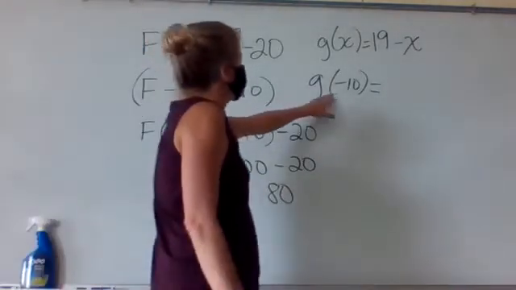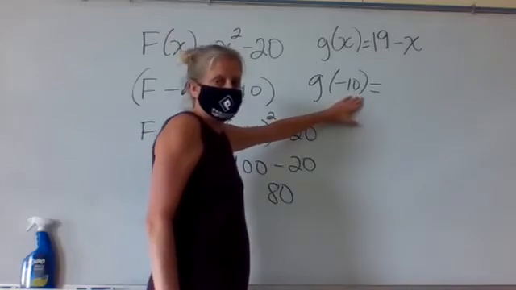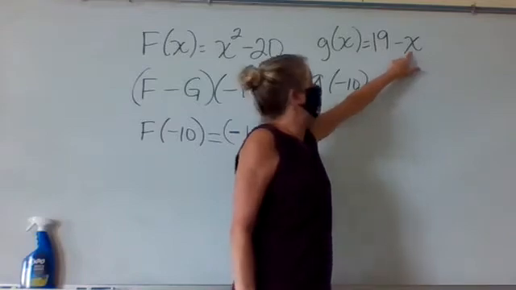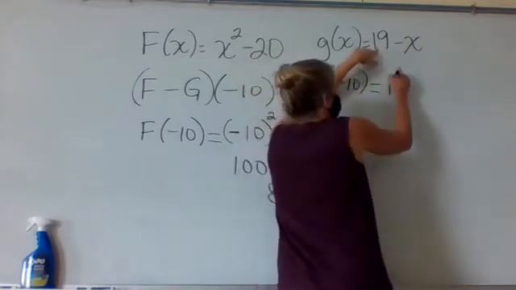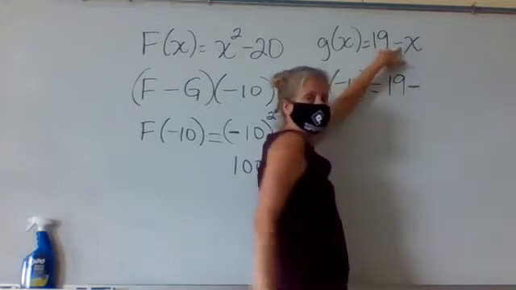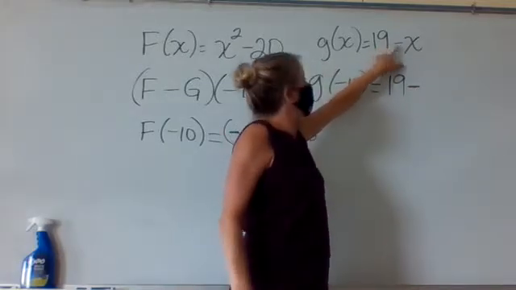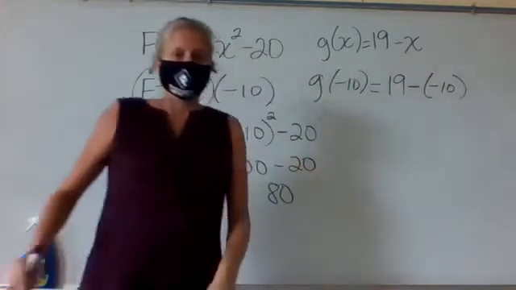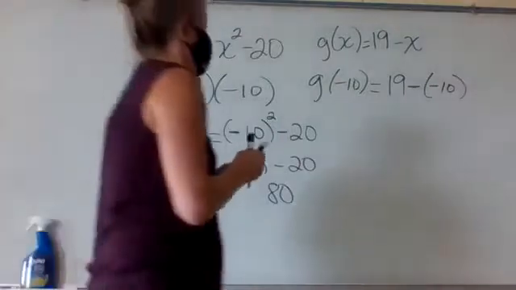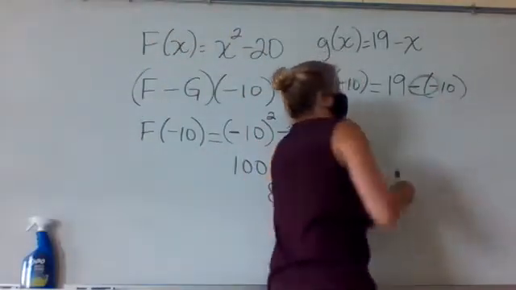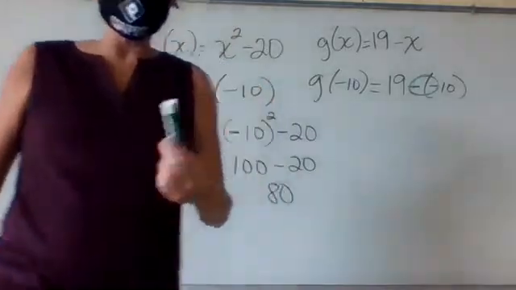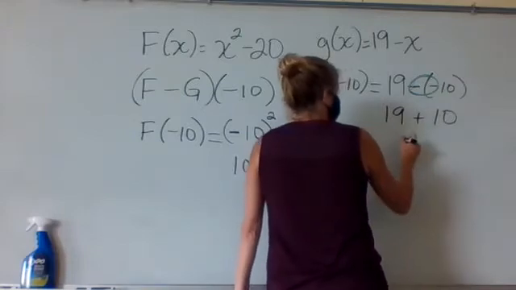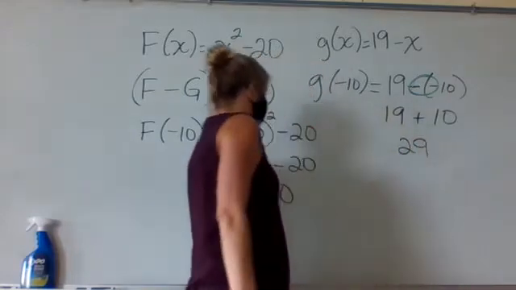Now find g of negative 10. I'm going to put my negative 10 in this spot now. Be careful with your signs here. I've got 19, then this minus. After I put the minus, I'm going to replace this x with negative 10. So what does this actually mean I'm doing here? If you're subtracting a negative, you're really adding. So I really have 19 plus 10, which gives me 29.